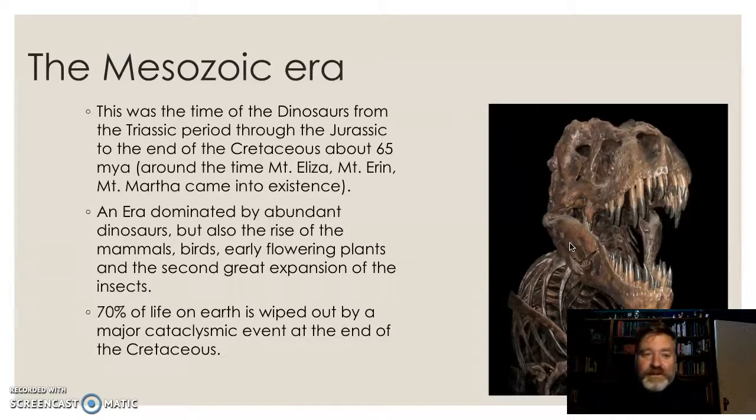So about 65 million years ago, around the time that the granite that now lies on Mount Erin, Mount Martha became apparent in this area, we had dinosaurs across the planet. At the end of their era, there was this massive extinction event which wiped out 7% of life. But while the dinosaurs were around, there's also the rise of many other things. Mammals, birds. Birds are dinosaurs. Birds arose from the dinosaurs, hence the great similarities between reptiles and birds.